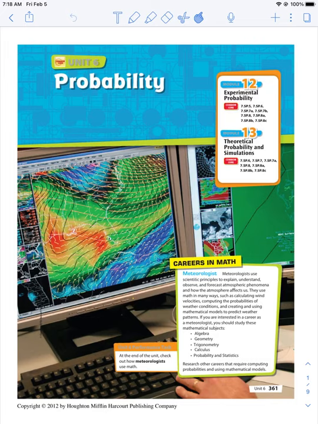Hello, 7th graders, and welcome to Chapters 12 and 13, which are in one unit together. These are on probability. In Chapter 12, we'll be looking at experimental probability, and then in Chapter 13, we'll be looking at theoretical probability, and we'll be comparing the two.